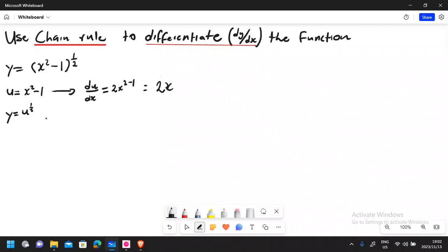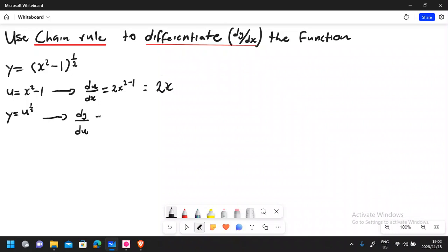What about the derivative of y? Let's go to y. So dy over du. Remember, now we are differentiating with respect to u on the outer function.